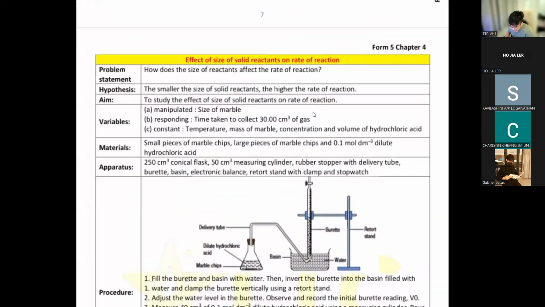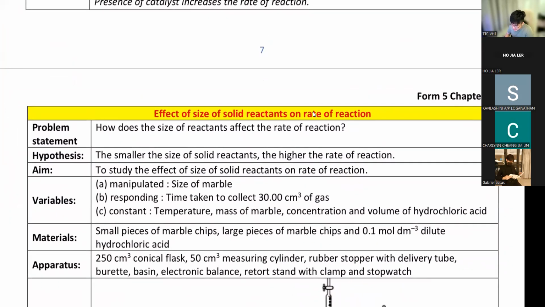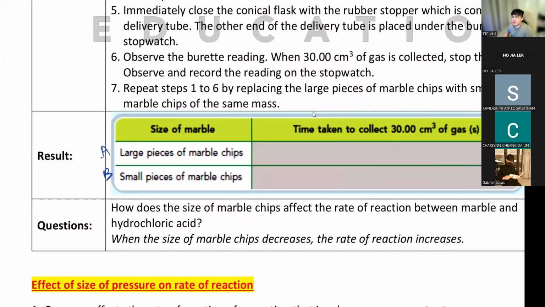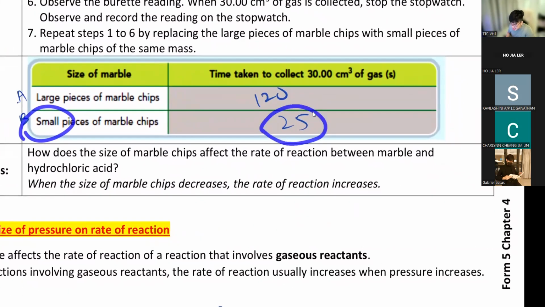Okay, so the last experiment, size of solid. So, set A and set B. Set A, I'm using large pieces. Set B, I'm using small pieces. So which will happen faster? Does a large chicken cook faster or a small chicken cook faster? Yes, B as well. So this one maybe 25 seconds again, this one maybe 120 seconds. So the smaller your reactant, the shorter your time, the faster it is, or the higher the ROR. Same thing again.